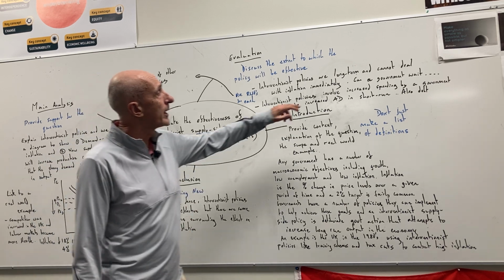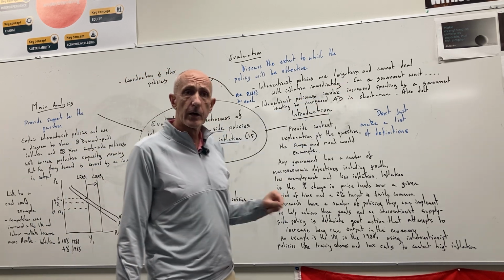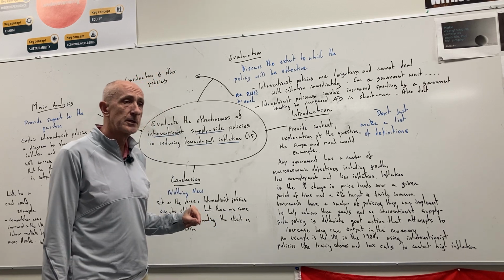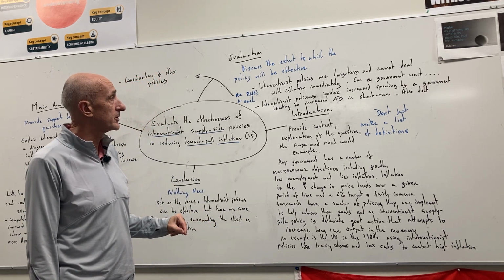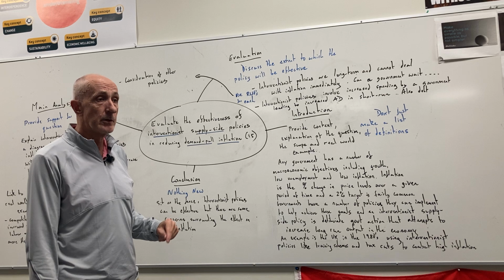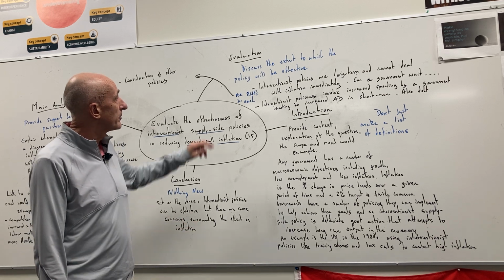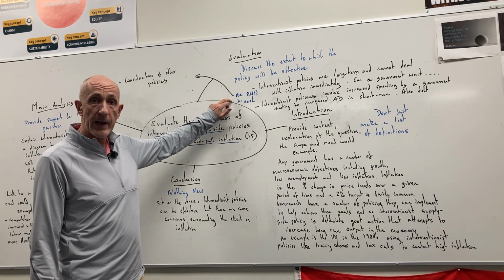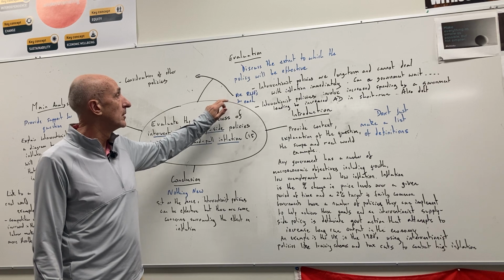And can a government wait, therefore? Can it rely just on supply side policies, interventionist ones, in order to achieve its goal of low inflation when it's under pressure? Try and bring my real world examples back into that every time as well.